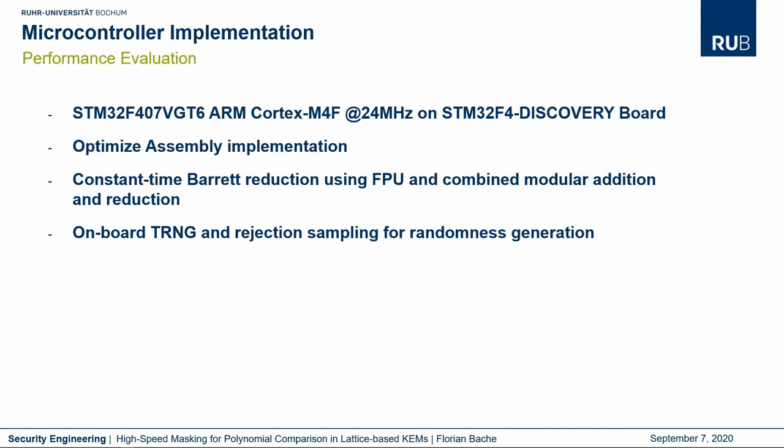Now to the performance evaluation. First, we implemented the algorithm on a Cortex-M4 microcontroller. And this is the same platform that was also used in the other implementations which we used in our benchmark. The implementation was done in assembly with some optimizations, and we used the onboard true random number generator combined with rejection sampling to generate the required randomness.